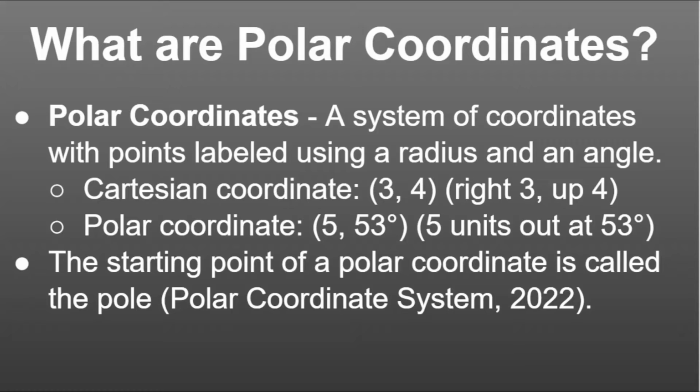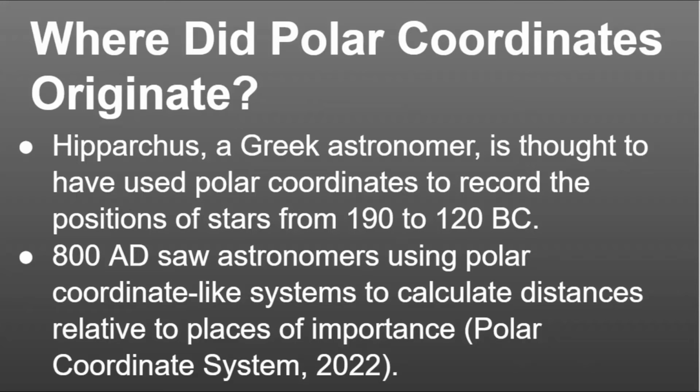The polar coordinate system uses a radius and an angle instead of an x and a y, the radius being the length of the line, and the angle being the angle of the line. The starting point of a polar coordinate is called the pole, and that's something we have to keep track of, usually using Cartesian coordinates. So where did polar coordinates originate?